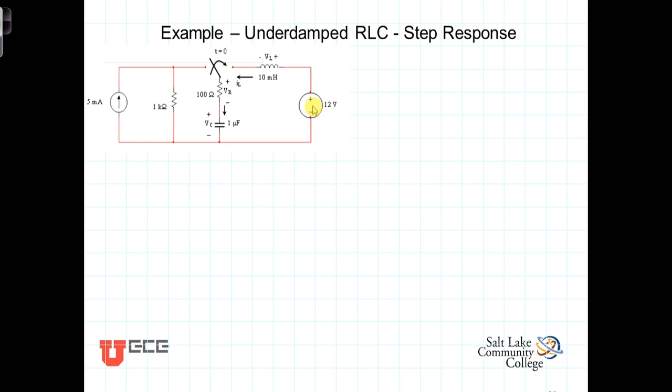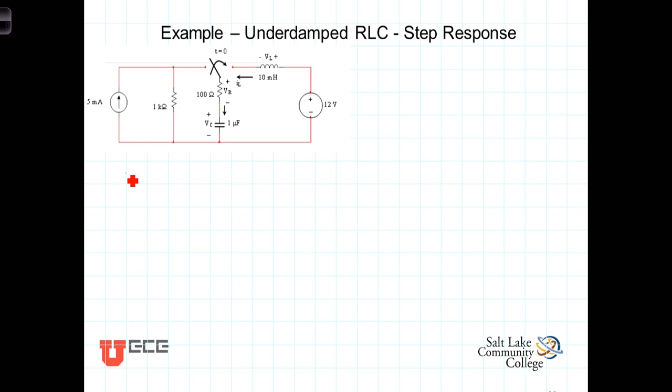So let's start first with determining the initial conditions. Let's find all the initial conditions. First of all, for the capacitor. Now, with the switch in this position, we have this resistor capacitor series branch in parallel with this 1 kilo ohm resistor. And it's been in that position long enough for the capacitor to charge up to whatever voltage it's going to charge, so there would be no current flowing through that.